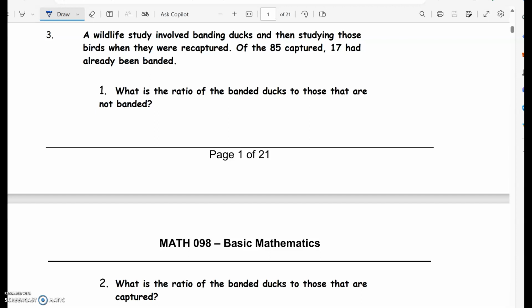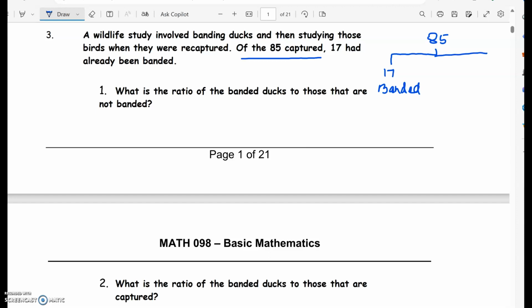So this problem will help us understand how to write ratios. So we have a wildlife study involved banding ducks and then studying those birds when they were recaptured. Of the 85 that were captured, so the total number that was captured was 85, 17 were banded.